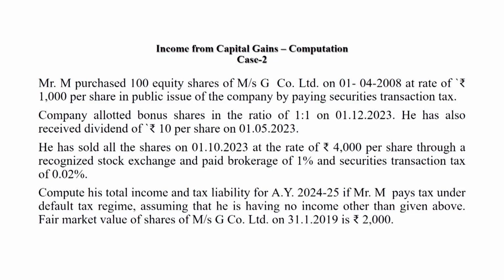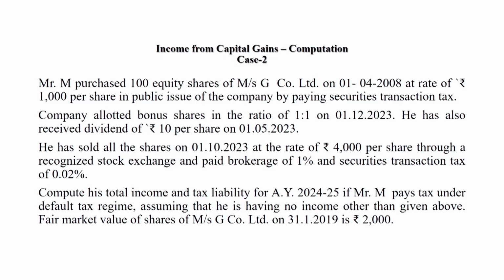The company allotted bonus shares in the ratio of 1:1. 1:1 means the shares that Mr. M got, 1000, and now the company is allotting bonus shares in the 1:1 ratio. So it means the company allotted 1000 bonus shares also to Mr. M on 1st December 2023. He has also received dividend at the rate of rupees 10 per share on 1st May 2023.